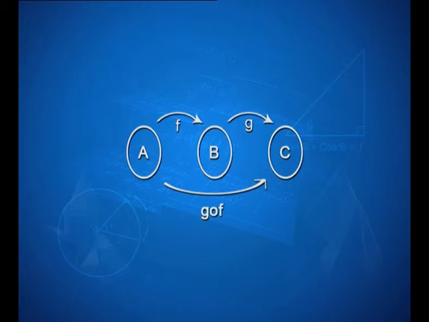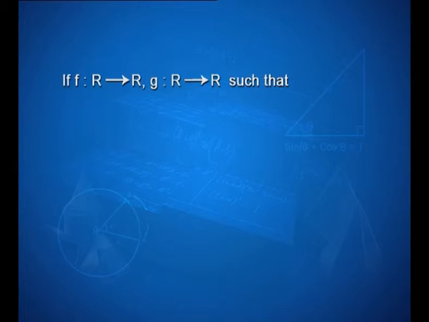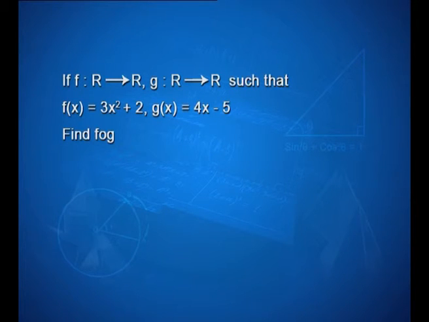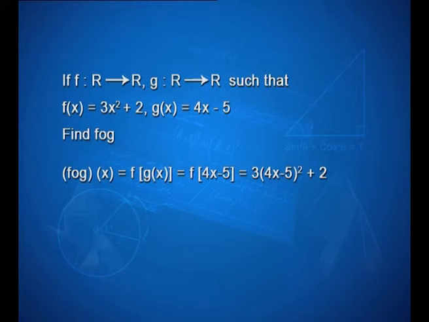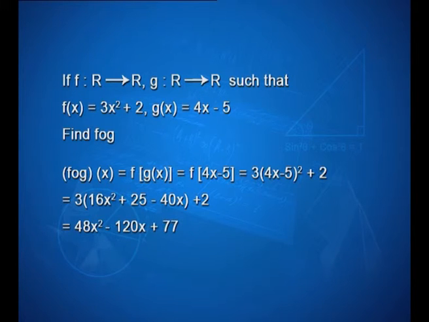Let us take an example to explain composition of functions. If f is a function from R to R, and g is also a function from R to R such that f(x) equals 3x square plus 2 and g(x) equals 4x minus 5. Find f o g. For (f o g)(x), this is equal to f of g(x). g(x) is replaced by 4x minus 5. So, this is equal to f of (4x minus 5), which is equal to 3 times (4x minus 5) whole square plus 2, which is equal to 3 of (16x square plus 25 minus 40x) plus 2, which is equal to 48x square minus 120x plus 77.